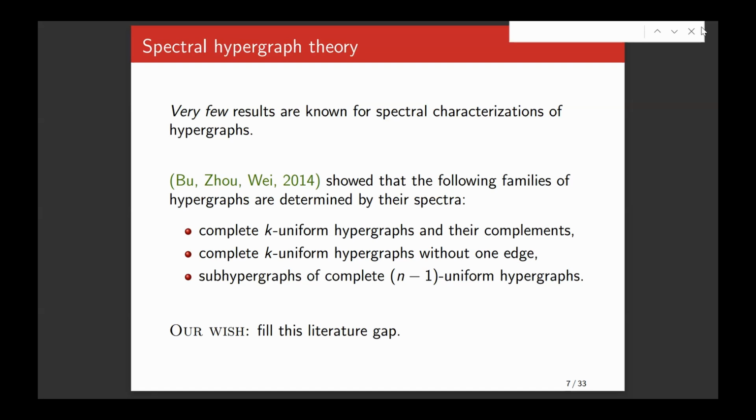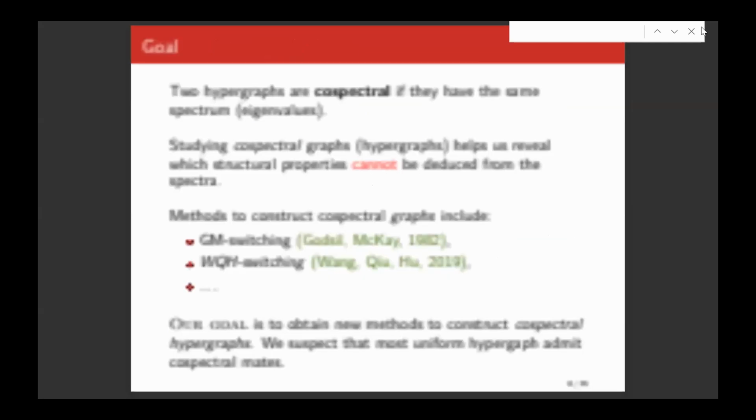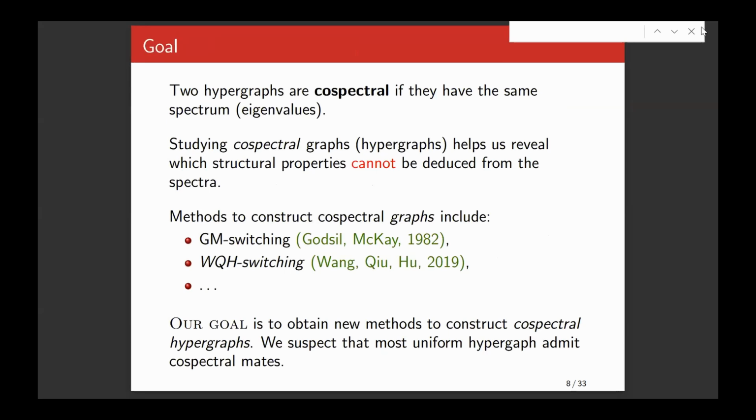So our wish in this project was to try to fill this literature gap a little bit. How are we going to do it? In order to understand a spectral hypergraph characterization, so when can you say something about the hypergraph given its spectrum, it's interesting to also look at the converse: when can you not, or which hypergraph property does not follow from the spectrum? And that's what we focus on in this talk. We are going to study cospectral graphs and also cospectral hypergraphs and methods to construct them. Cospectral means two non-isomorphic graphs or two non-isomorphic hypergraphs which have the same spectrum. Because by constructing such objects, sometimes also called isospectral graphs, we can understand which properties of the object we cannot derive using the spectrum.